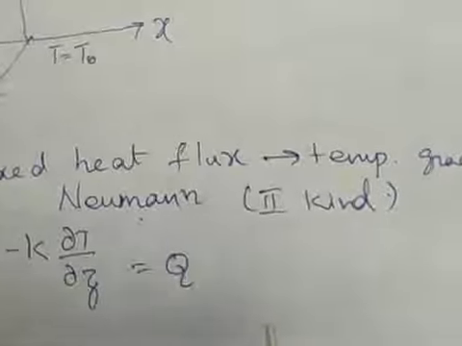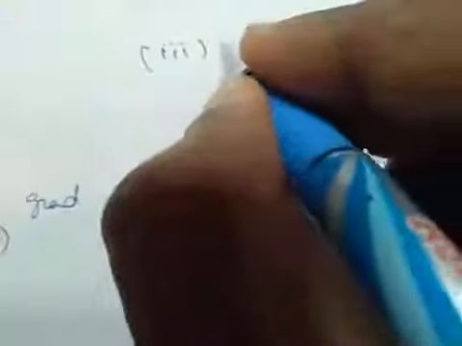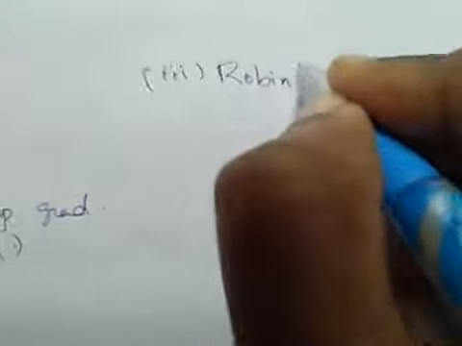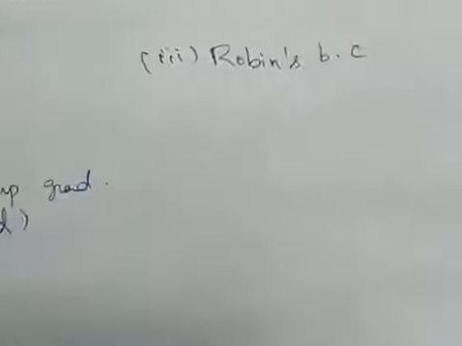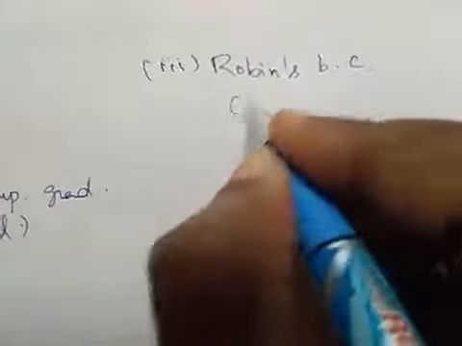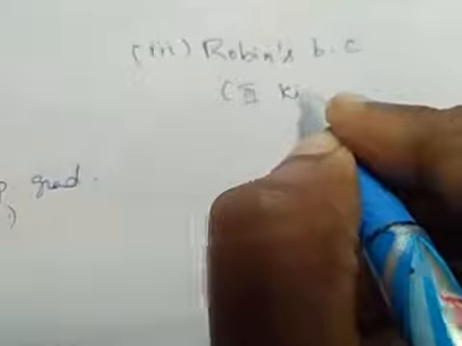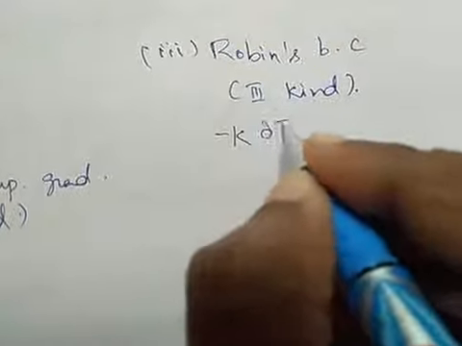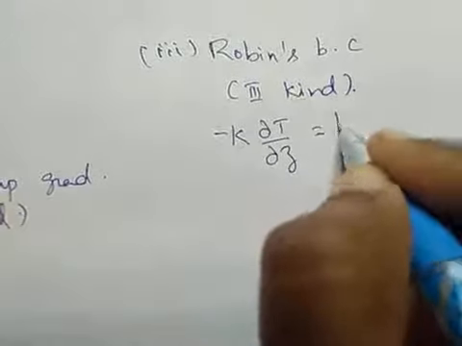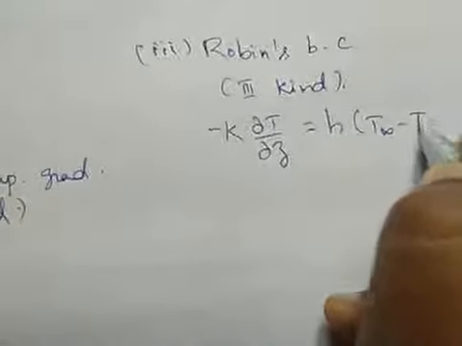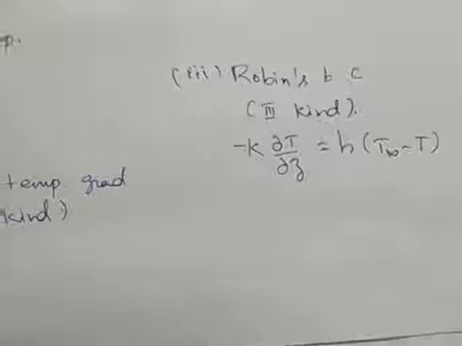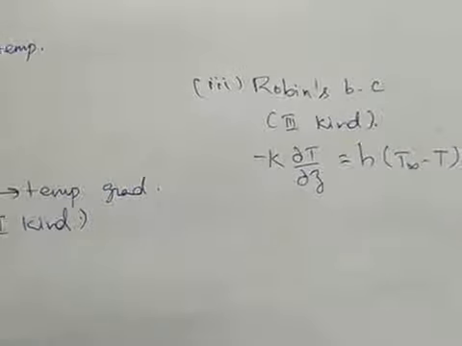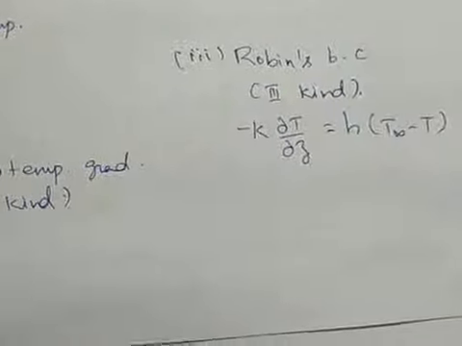Finally, the third type of boundary condition is known as Robin's boundary condition, or boundary condition of third kind. In this case, it is given by minus k ∂T/∂z equal to h (T∞ minus T). So we have seen three different types of boundary condition for temperature.